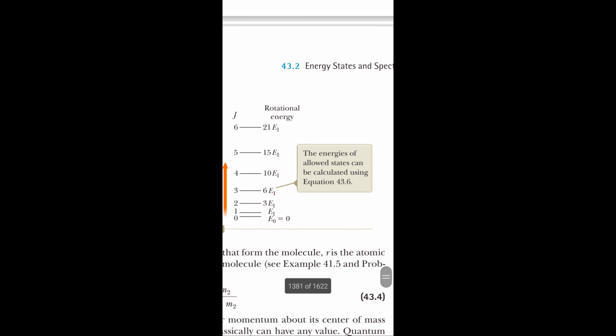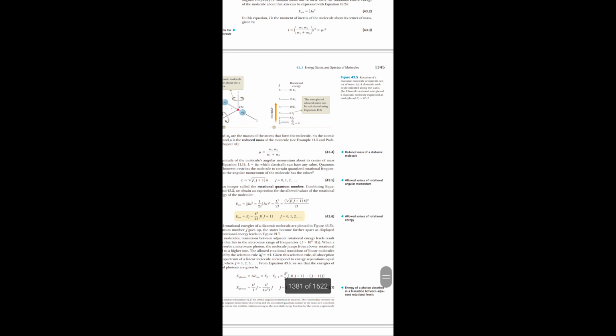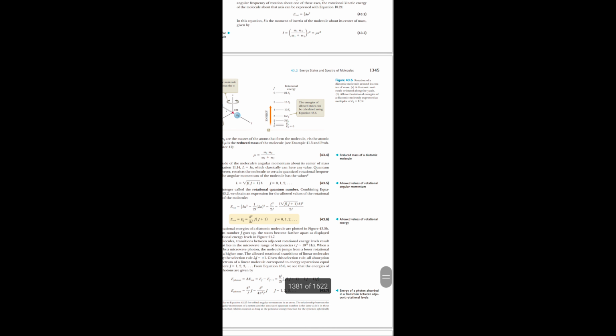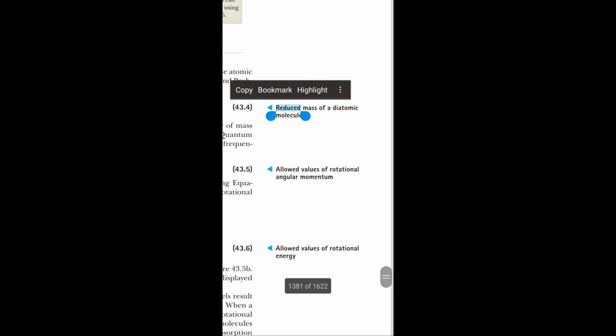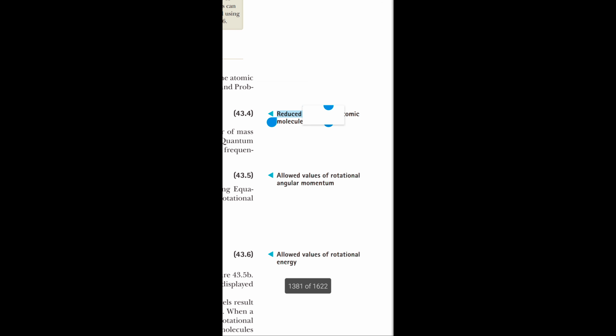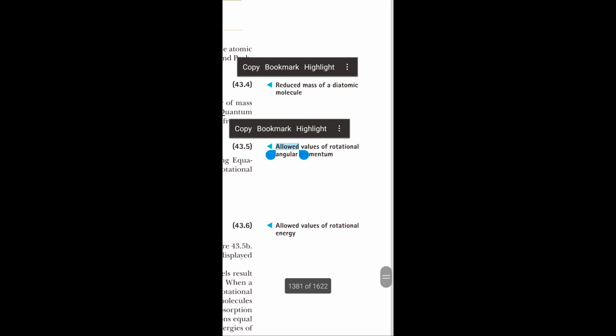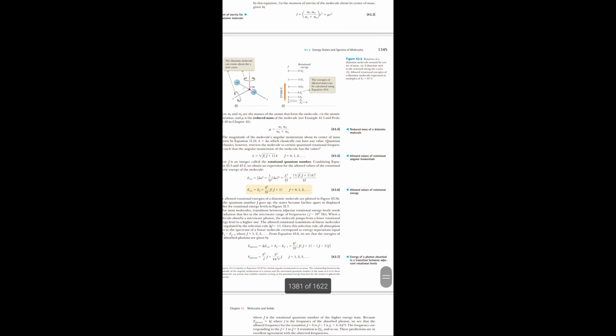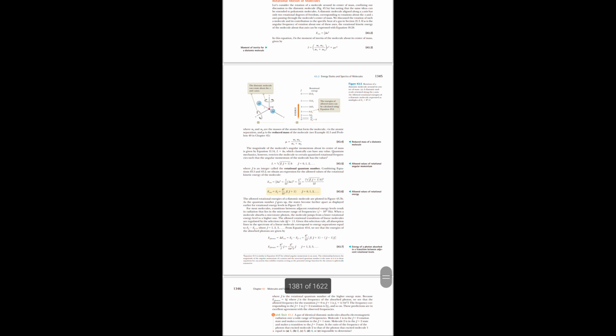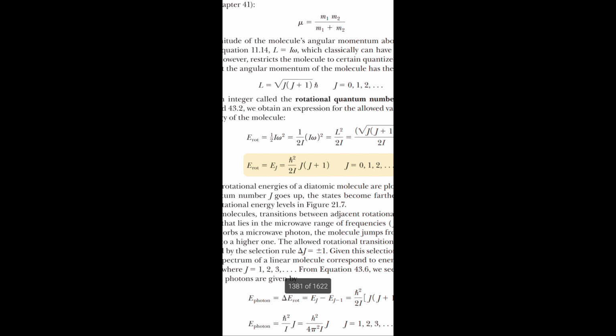We got some similar looking graphs here, the energy of allowed states, which we saw in the previous atomic physics chapter. But we only did a 7-minute summary, so we're not really too comfortable with all of that yet. Let's take a look at these important equations here. We got reduced mass of a diatomic molecule, okay? Allowed values of rotational angular momentum, allowed values of rotational energy. Okay, so it looks like the only one that's yellowed out is this allowed values of rotational energy.